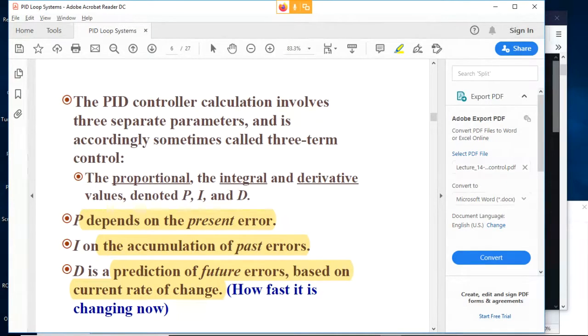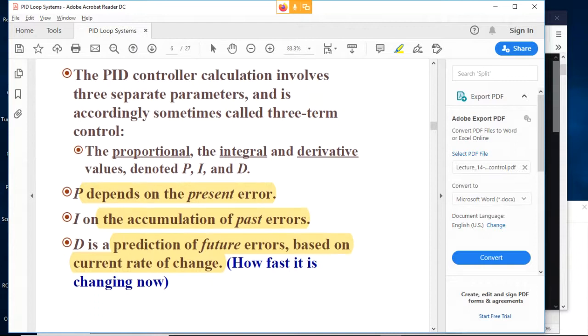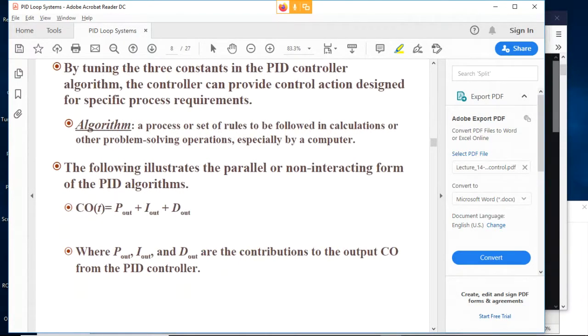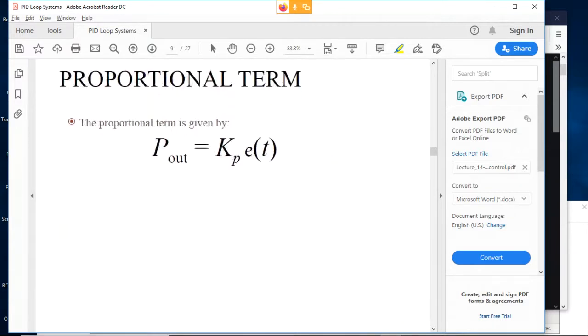So here they're saying future errors. Well, how are we predicting future errors? We're predicting future errors by trying to determine how fast we're actually changing now. Okay. All right. So for our actual control then, our actual control is going to be the summation of the proportional control value plus the integral control value plus the derivative piece.